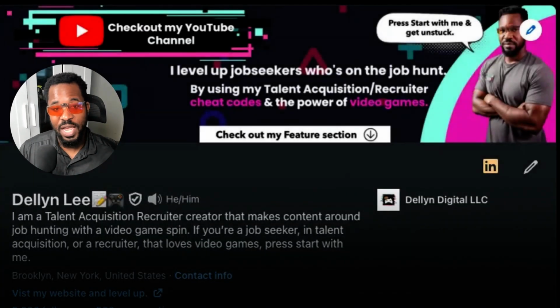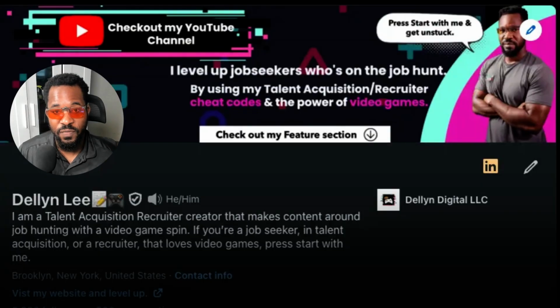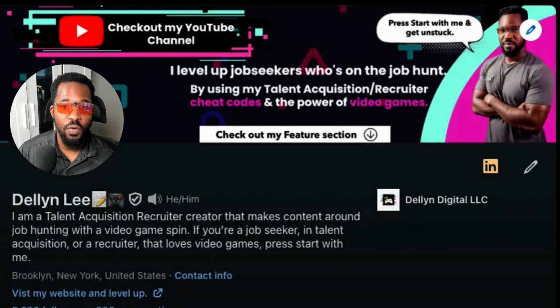Your banner, that's the image behind your profile picture, and that's prime real estate. Use it to show your portfolio, tagline, or even your gamer-inspired theme. I've seen folks add their motto, favorite quotes, or even direct people to their featured section to check out their portfolio. This is like your crest, so make it represent you and the value you bring to the table.